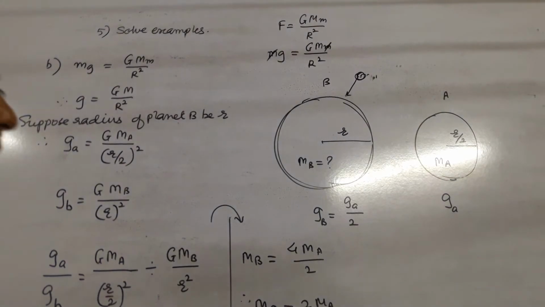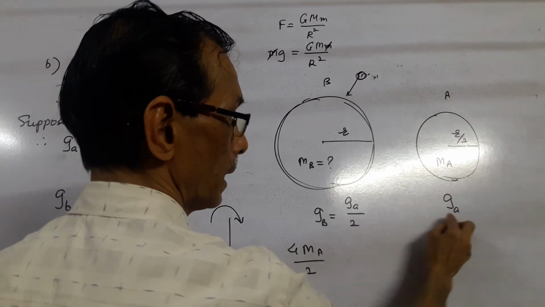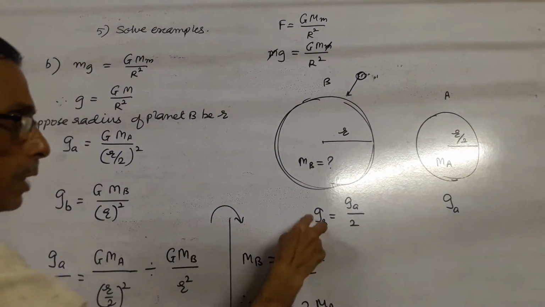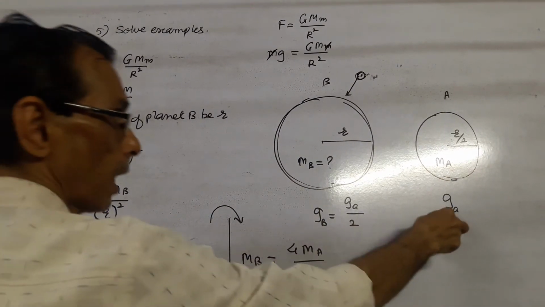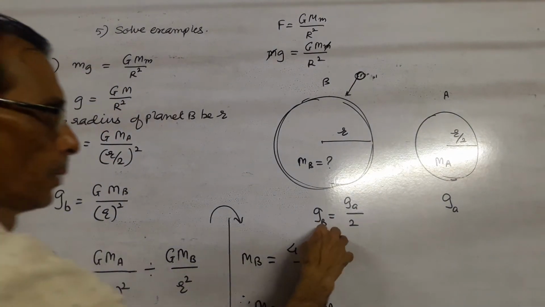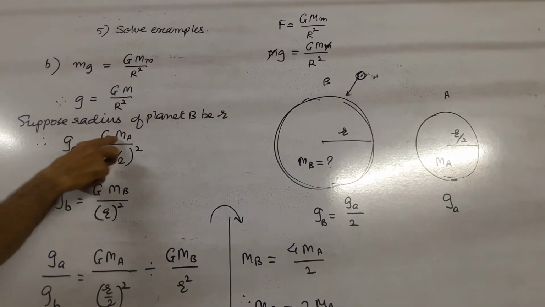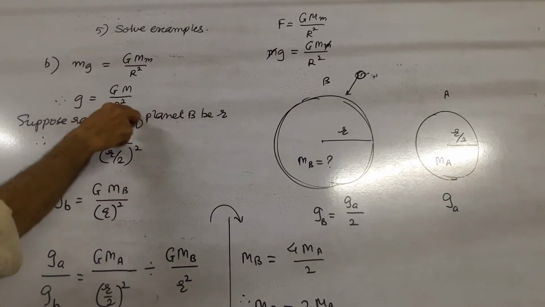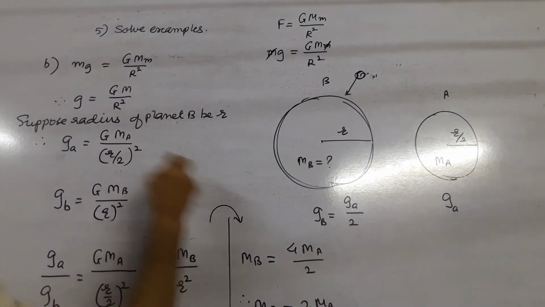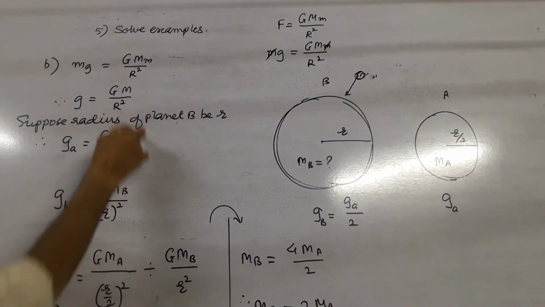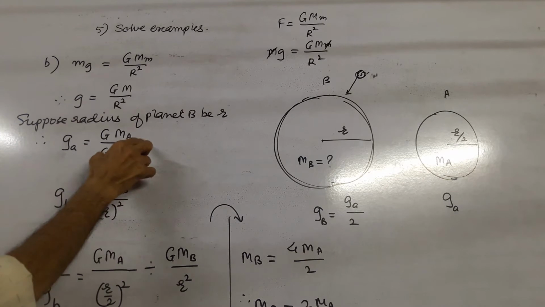At the same time, the gravitational accelerations are given. Suppose the gravitational acceleration of planet A is Ga, and the gravitational acceleration of planet B is Gb. But it is given that the gravitational acceleration on planet B is half that of planet A, and that's why Gb is equal to Ga upon 2. Now here g is G into the mass of the planet upon the square of the radius of that planet. So here the mass of planet A is Ma, and the radius is R upon 2. So here R upon 2 square. So according to the formula we get Ga is equal to G into Ma upon (R upon 2) square.